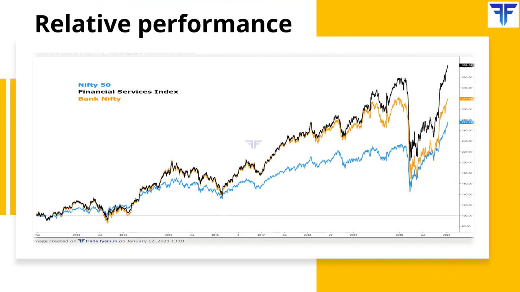This chart shows the relative performance of each of the three indices, Nifty 50, Bank Nifty and Financial Services, since February 2012. For comparison, we have indexed the starting value of each of these indices to 100. As can be seen, since 2012, the Financial Services Index has outperformed not only the Nifty 50 Index but also the Bank Nifty Index. In fact, since its inception in 2004, the Financial Services Index has outperformed both Nifty and Bank Nifty.